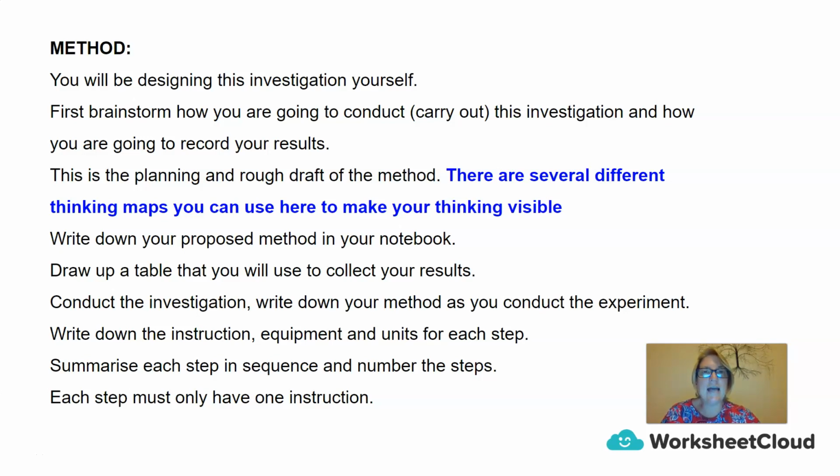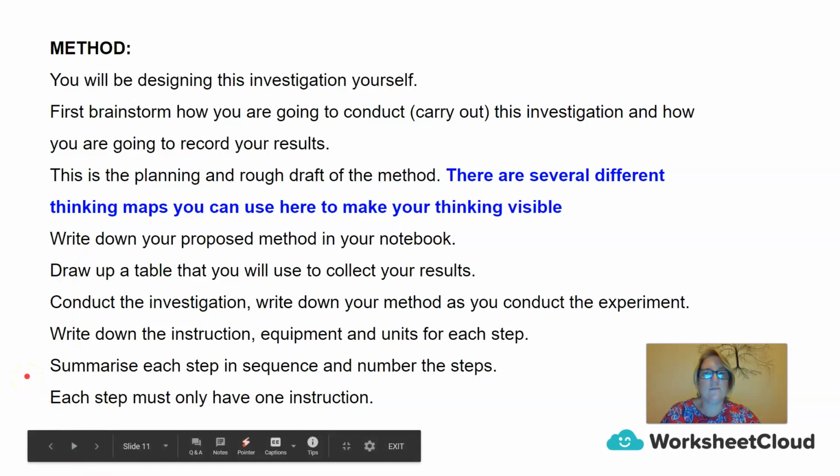And what you can do is, as you carry out the investigation, whatever you do, each step along the way, you write it down, because that is actually what you would have done step by step. So always remember to write down the instruction. Every step needs an instruction, and then a description of the equipment and units that you will be using. Then I want you to ensure that you summarize these steps and that they're all in sequence, and that each step must only have one instruction.